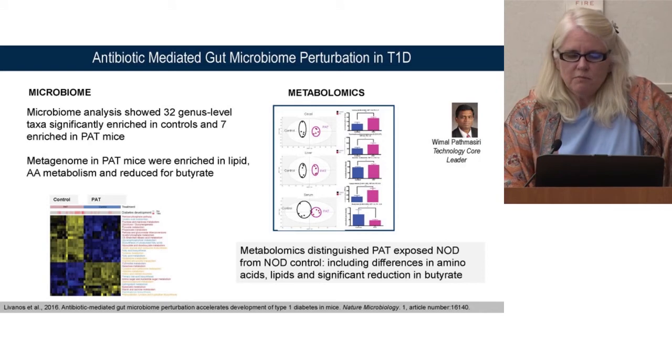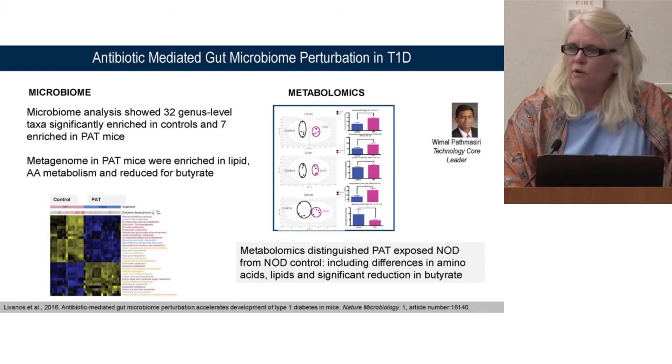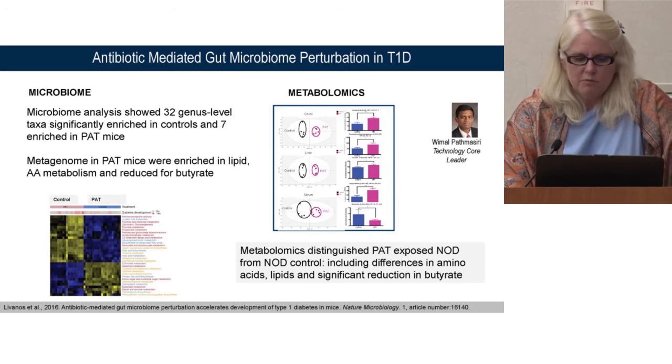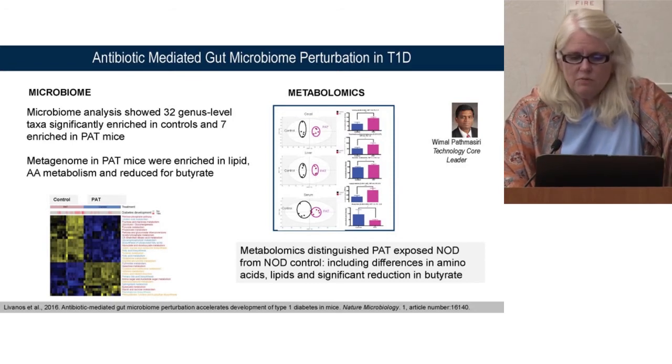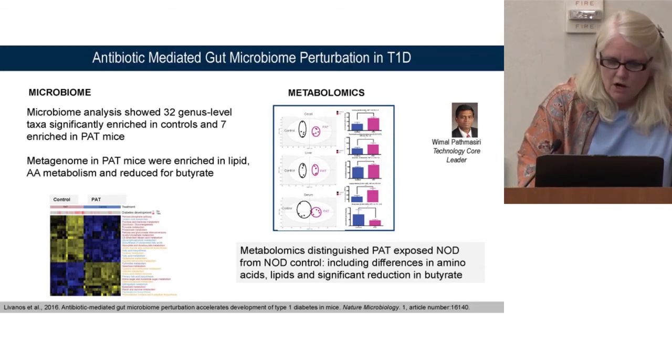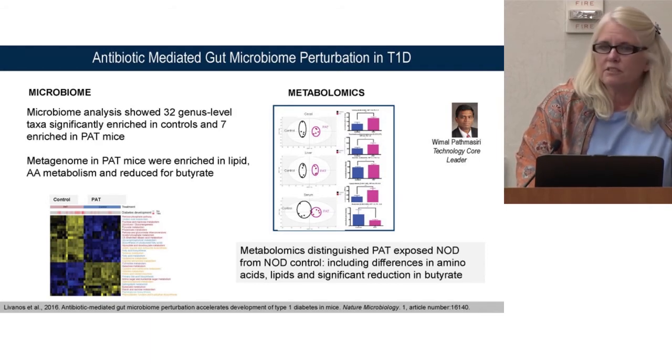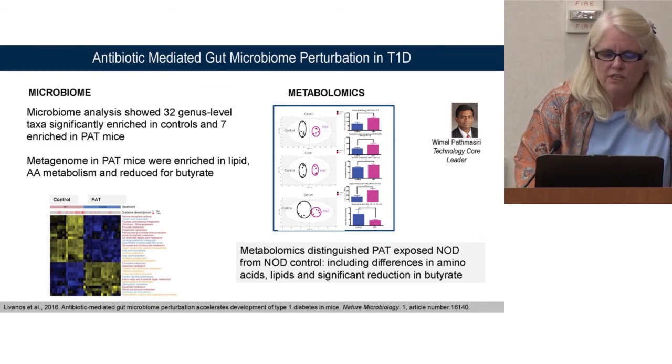Wimal Pathmasiri and MyCore conducted an analogous study, not knowing what their results were. They were doing these simultaneously, and he showed metabolomics profiles between the antibiotic and vehicle-exposed animals are distinguished by amino acids, lipids, and butyrate metabolism. So it's very nice to have these two complementary approaches that are really pointing to the same pathways for perturbations by antibiotics.